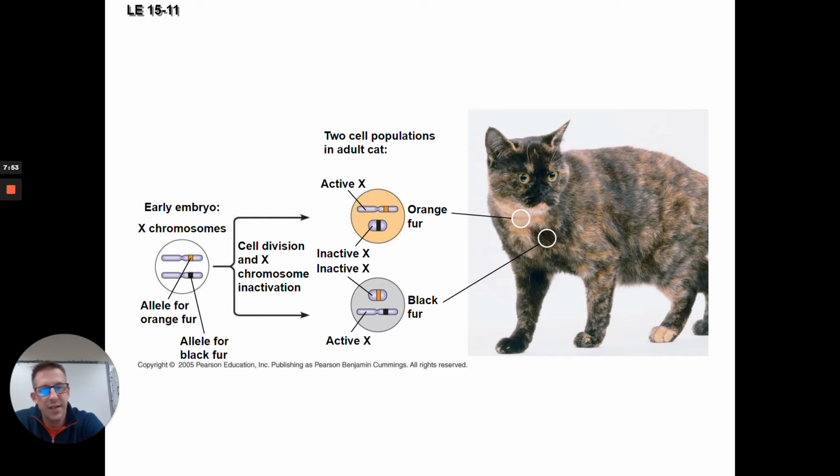So we see this a lot in calico cats, and I don't know a lot about cats. I'm not really a cat person. I know I prefer dogs. Some people will hate me for that, but whatever.